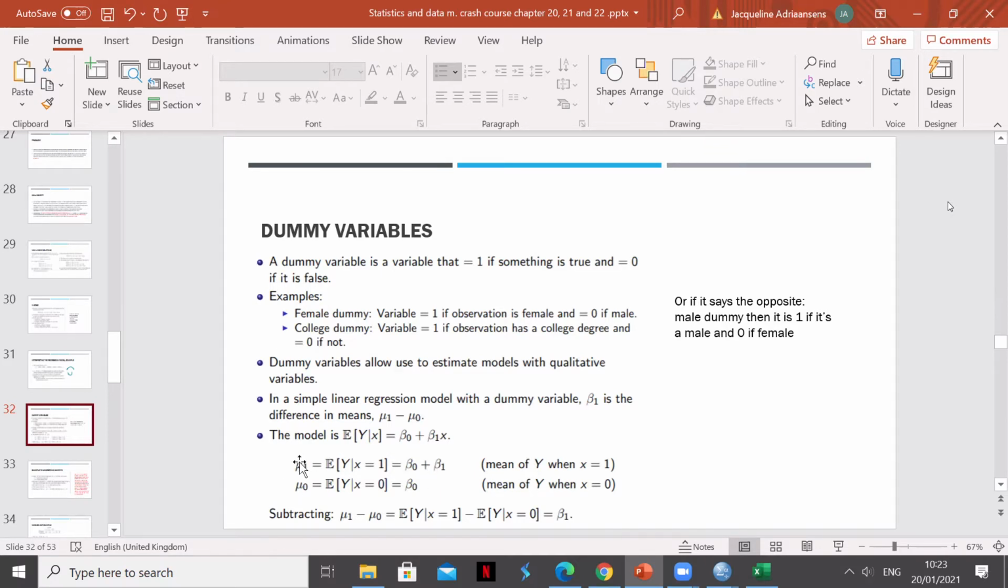So from mu 1, if you take the x to be 1, so you fill it in, then you get beta 0 plus beta 1. But if the x is 0, then you get only beta 0, because the beta 1 term is going to be 0. So what is the difference? The difference is beta 1. So going from a male to a female, if this is a female dummy, then the difference is beta 1. Okay?